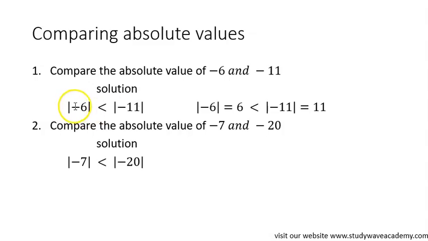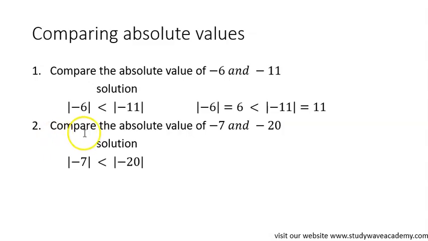The absolute value of -6 is 6. Remember, the absolute value is the positive value of that number. So the absolute value of -6 is 6. The absolute value of -11 is 11. So 6 and 11, which is lesser? 6 is less than 11, and 11 is greater than 6, right? But without the absolute value, when we have to compare -6 and -11, -6 is greater than -11, right? Because -6 is closer to 0 than -11, right?